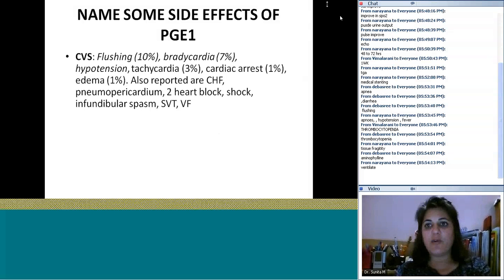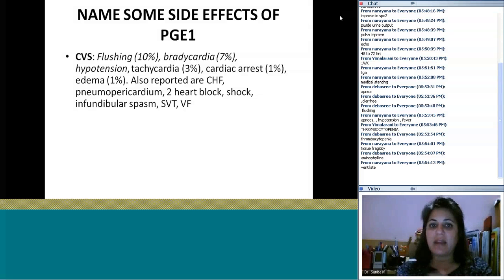Some of the side effects of prostaglandin, one is the cardiac, and this is very important to remember: hypotension. Flushing, okay. Bradycardia, hypotension and cardiac arrest. You see 1% of patients develop cardiac arrest. So when you get hypotensive, what do you do? If the patient is on prostaglandin, now his blood pressure drops. What do you do?